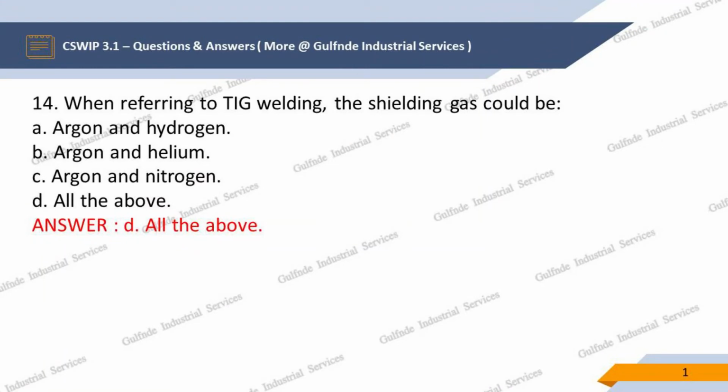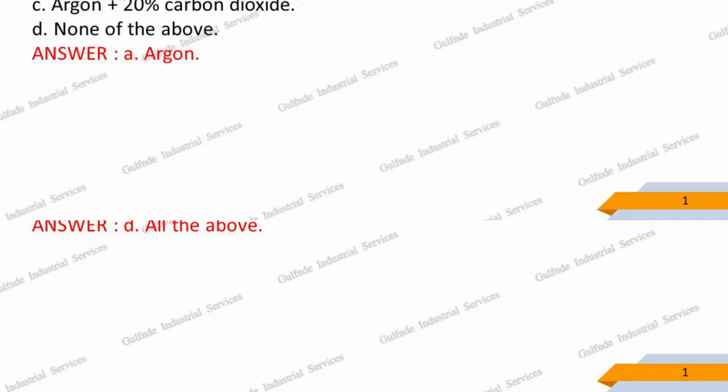Question 14. When referring to TIG welding, the shielding gas could be, options are A. Argon and hydrogen, B. Argon and helium, C. Argon and nitrogen, D. All the above. Our answer is D. All the above.